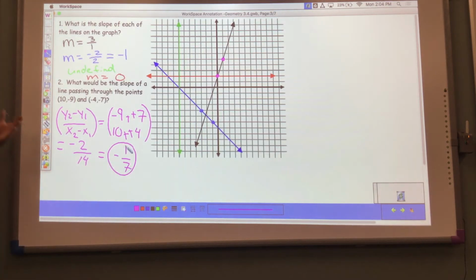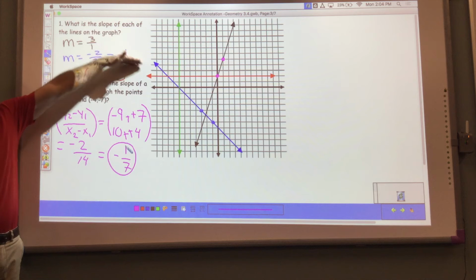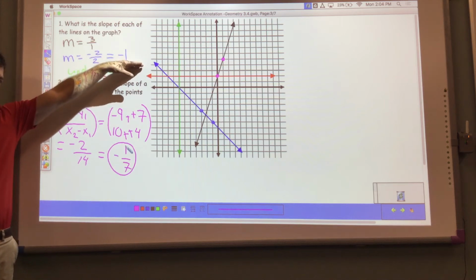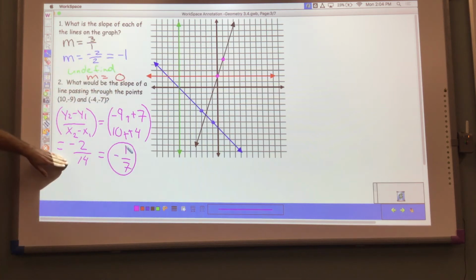So again, you can look at a graph, count how many up, how many over, pay attention to negative versus positive, and you can also use the slope formula to find it that way as well.